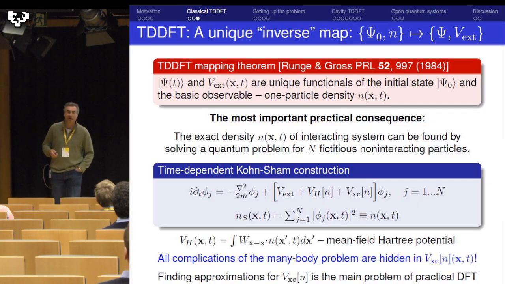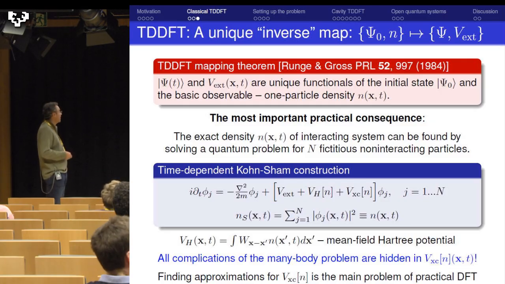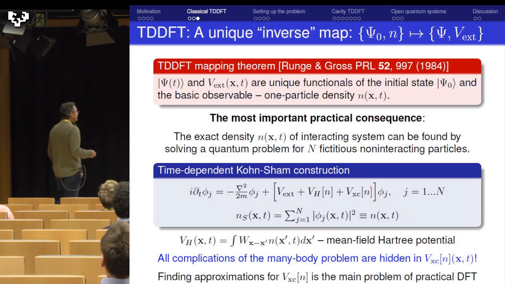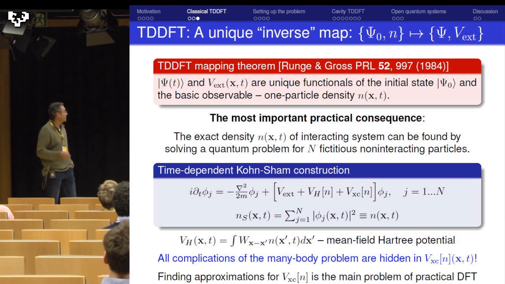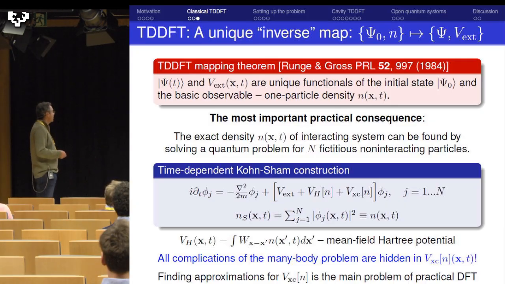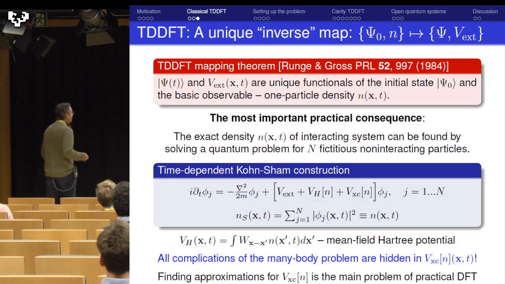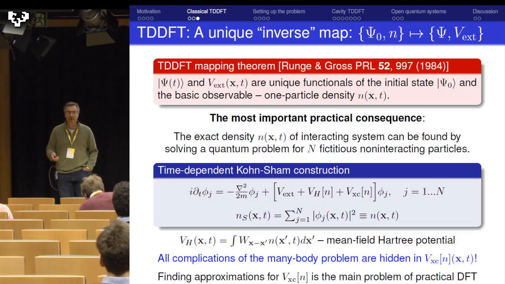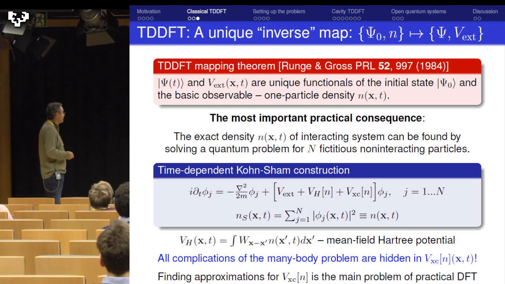This seems to be a simple statement, but there is a highly important practical outcome. The exact density of a fully interacting system can be calculated by solving a quantum problem for N fictitious, fully non-interacting particles. This is the so-called Kohn-Sham construction. In practice, we can solve the problem of N non-interacting particles living in the presence of the effective potential, which is the external potential, the Hartree potential, which we know exactly, and some exchange correlation potential, which we know to be a universal functional of the density.